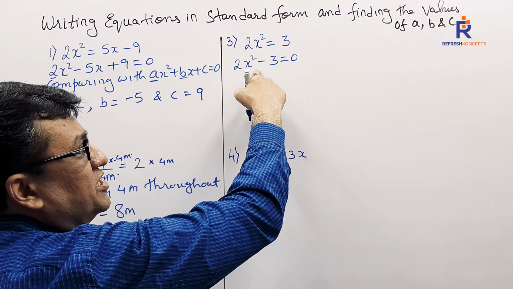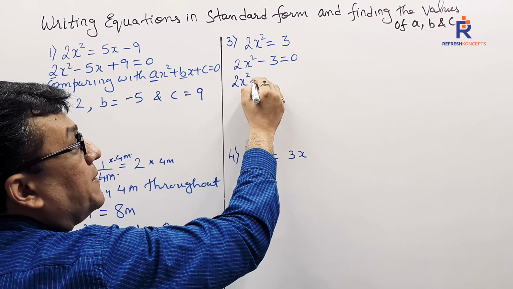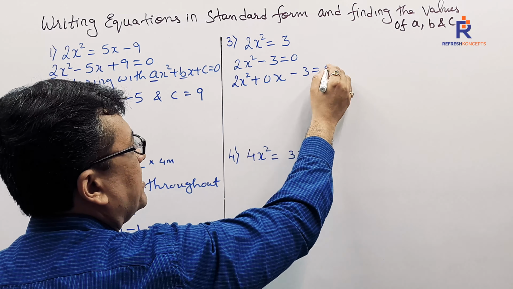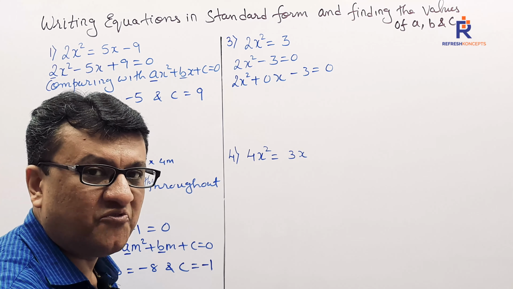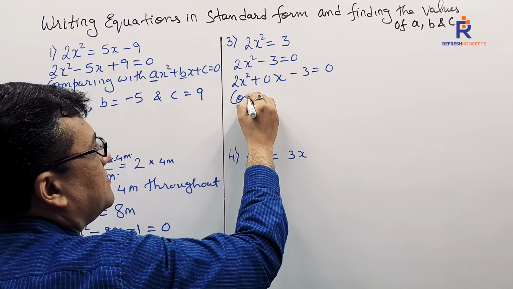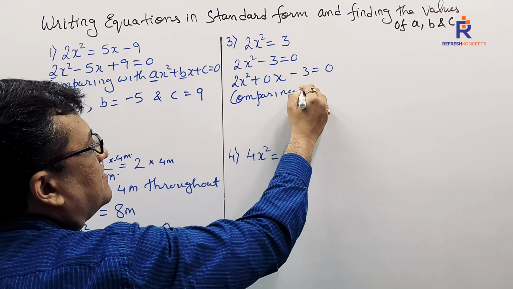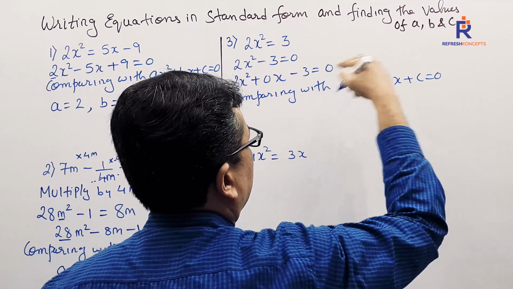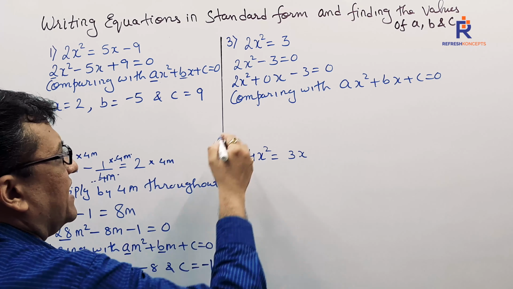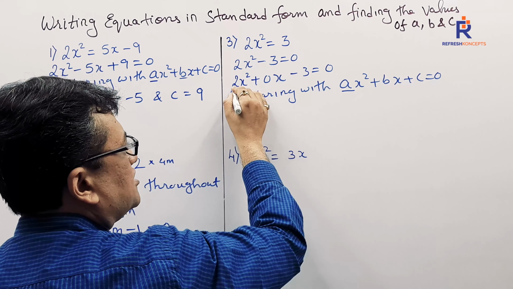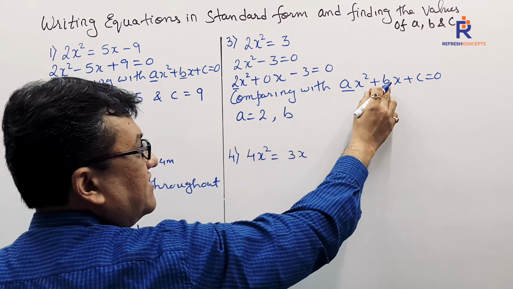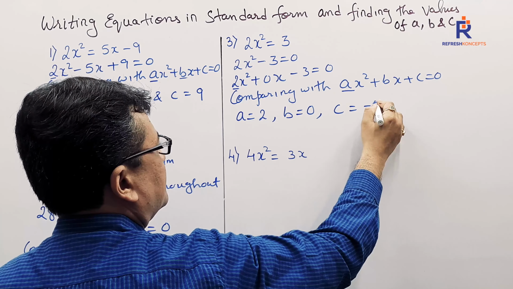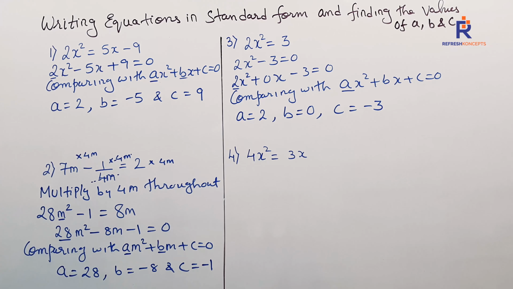So I just need to write down this as 2x square plus 0x, as the middle term is missing, minus 3 equals to 0. It's only after that I'm going to go for comparing. Comparing with, this time it's going to be ax square plus bx plus c equals to 0, because my variable is x. What do I get? A is 2. B, nothing. B is 0. C, plus of minus. C is minus 3.